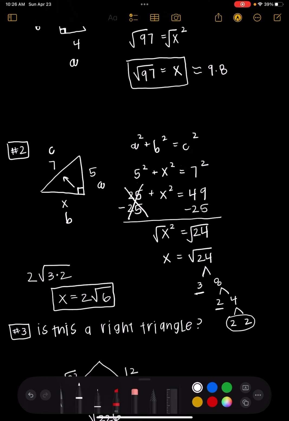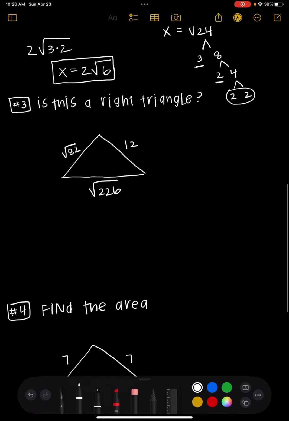Okay, so that's how we solve for a missing leg length rather than a hypotenuse, but both work the same way. We just have to subtract if we're looking for a leg length rather than a hypotenuse. Okay, let's go through the third example.